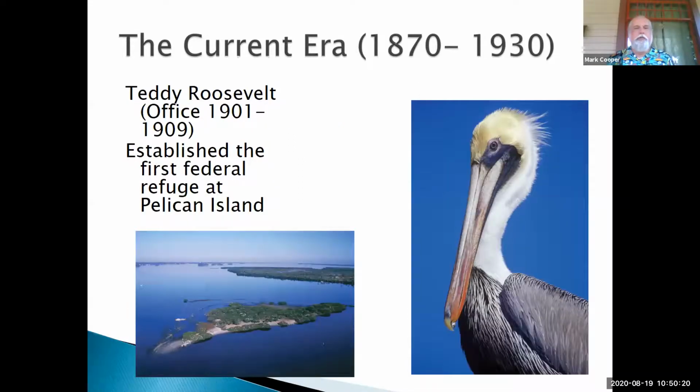All right, Teddy Roosevelt in office actually established the first federal refuge, not a national park, not a national monument, but a refuge called Pelican Island off in Florida. And this is the first land set aside, and this is the brown pelican, the one that's most common here in California, although we do have white pelicans also.